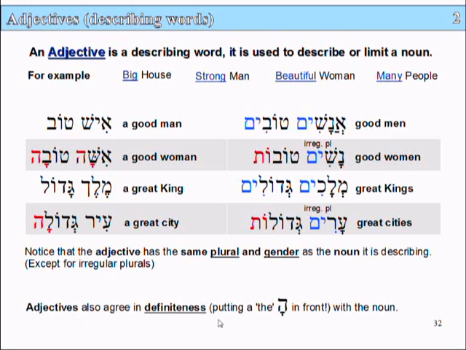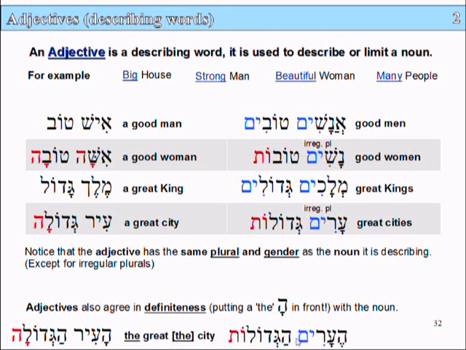Adjectives also agree in definiteness, which is just a fancy grammatical term for the word the. We put a hey in front of something, we make it definite. Instead of just being a city, it becomes the city. By putting a hey in front, we say the in Hebrew. So ha'ir, the city. And if we want to put an adjective on the end, we put the hey in front of the adjective as well. The city, the great, if you like. The great city.